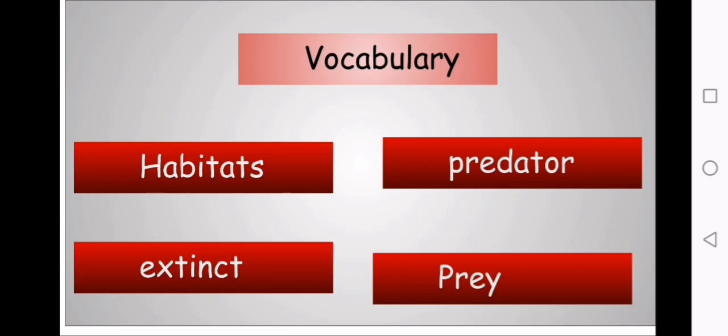A habitat is the surroundings in which an animal lives. Predator, an animal that hunts other animals, like the lion. Prey, which means an animal that is hunted and eaten by another animal. Extinct, there are no more of that species of animal left in the world.